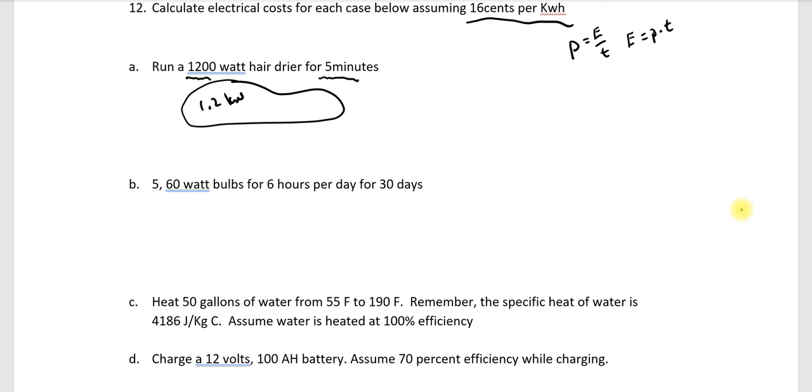Part B, let's see, 5 60-watt bulbs for 6 hours a day for 30 days. So if we have 5 of these, they're running at the same time. Shouldn't be too hard to see. Your total power there would be 300 watts. Convert that to kilowatts. And then just figure out how many total hours here we're talking about. Multiply the two, and then you'll have a number with units of kilowatt hours. That's the big thing you're looking for, kilowatt hour. And then you can apply your 16 cents per kilowatt hour.